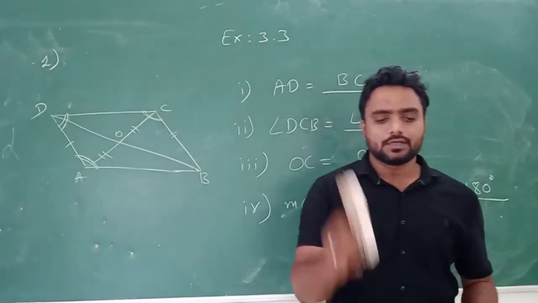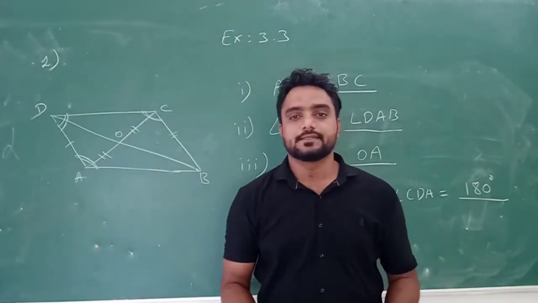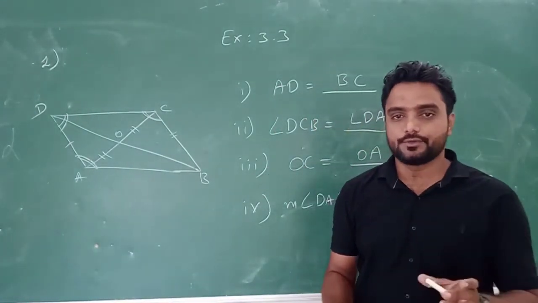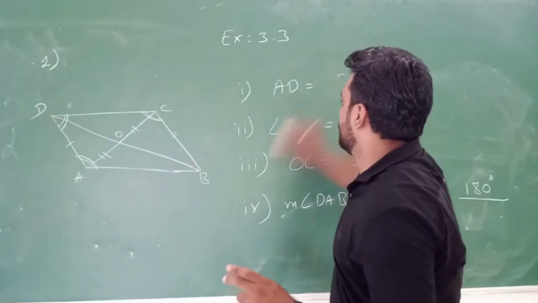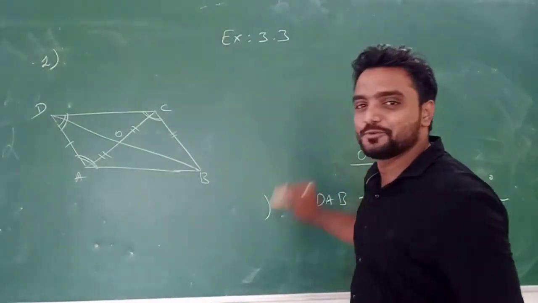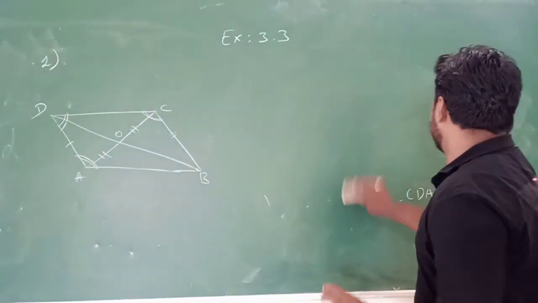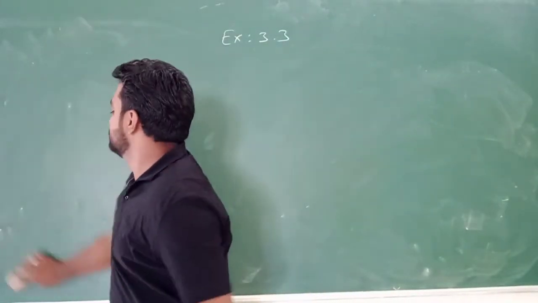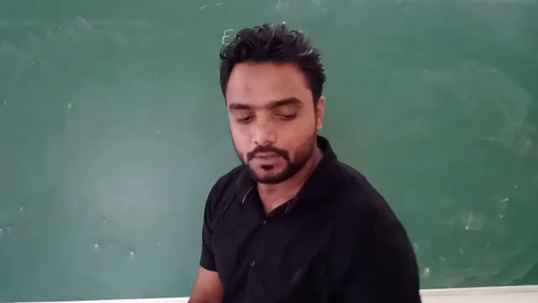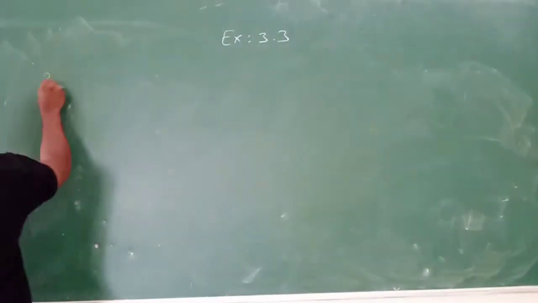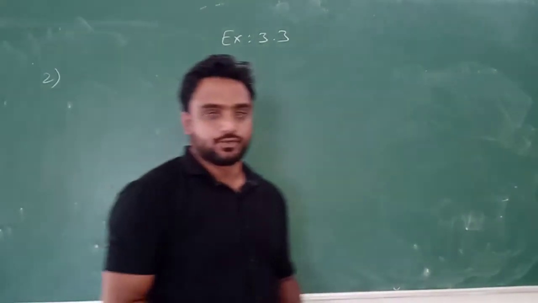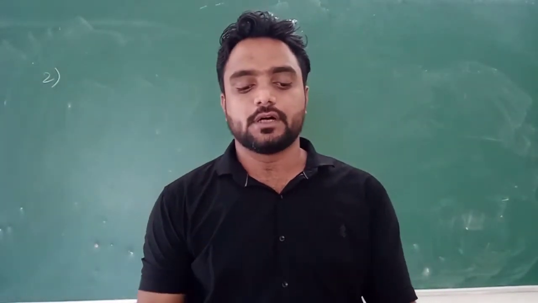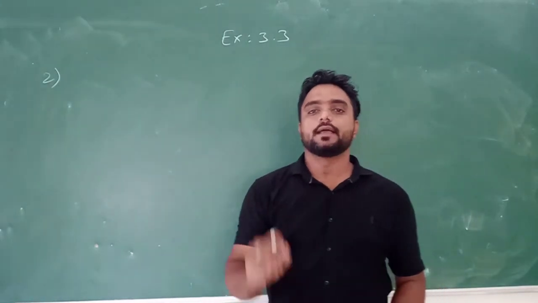Okay, all the questions related to this exercise are solved on the basis of the properties of a parallelogram. So try to use the properties of a parallelogram, as well as try to use your brain also. So proceeding to the second question. Now what is given in the second question? Consider the following parallelograms. Find the values of unknown x, y and z.